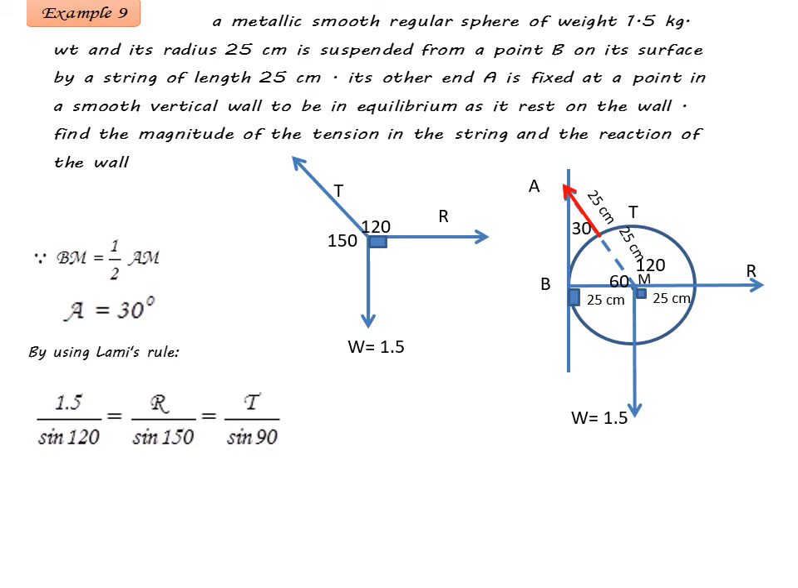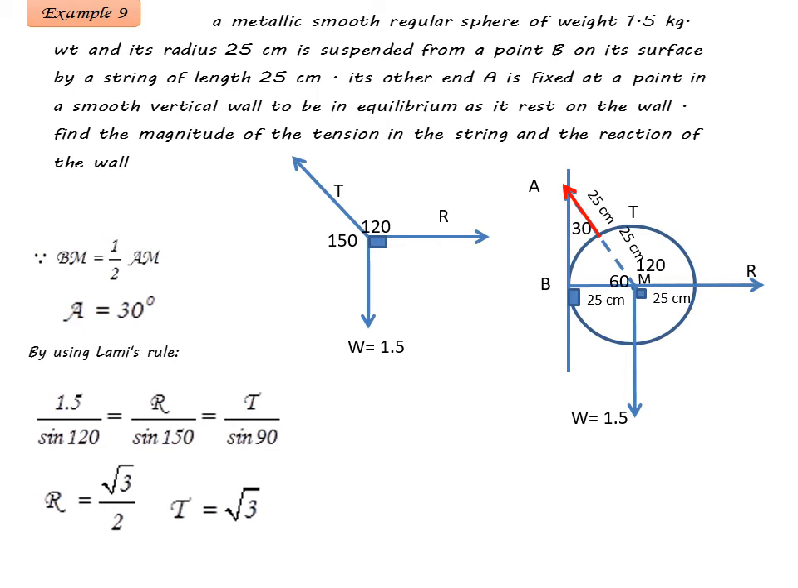R over sine 150 equal tension over sine 90 equal W over sine 120, W equal 1.5, cross multiplication. Finally, find the result. R will be root 3 over 2 and tension equal root 3.